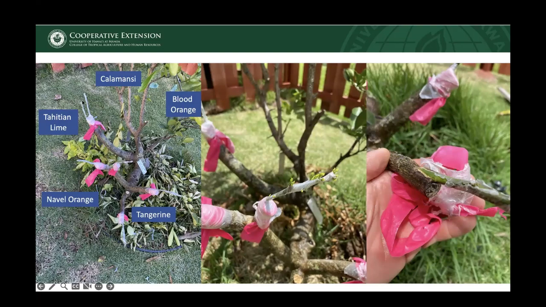So this one now has a Tahitian lime. I left one of the branches for the calamansi. I put on a blood orange on this branch. And these branches have tangerines, and then a navel orange on this branch. And then a month later, you can see these shoots coming out of that parafilm. It'll bust right through the parafilm, so you don't have to remove any of that parafilm.